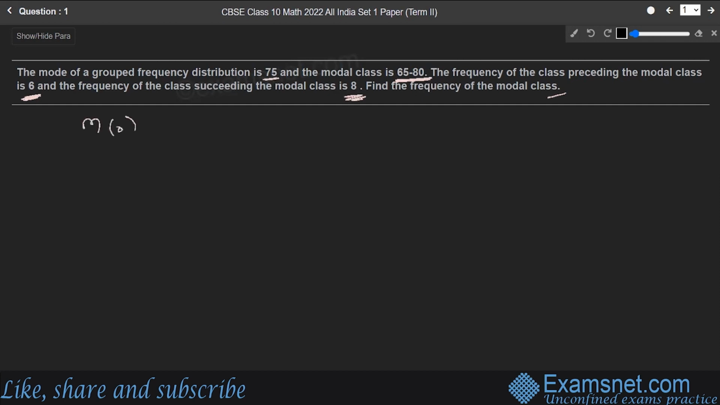The mode of a frequency distribution is written as M naught, or you can write it like that also. The formula for that is going to be L plus (f1 minus f naught) upon (twice of f1 minus f naught minus f2) into h. Let us take down the names of these variables and the values of these variables.